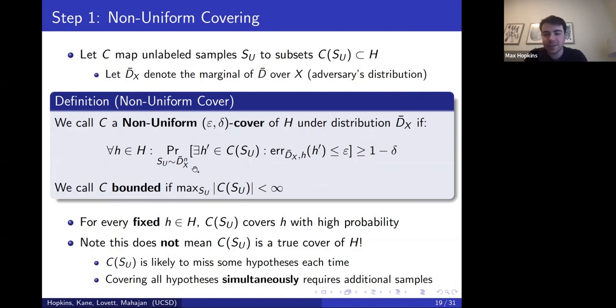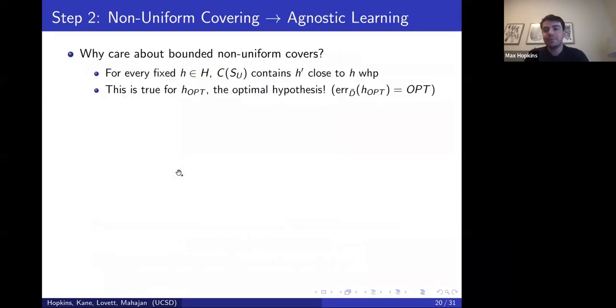Okay, let's go ahead and move on. Before I tell you how to build a non-uniform cover, I want to convince you that this is a useful object, something you should be willing to pay attention to. In particular, I want to go to step 2, which claims that as soon as we have a non-uniform cover, agnostic learning actually becomes easy. This will just follow from standard learning theory arguments, but I'm going to go through them because I don't want to assume anything for this talk.